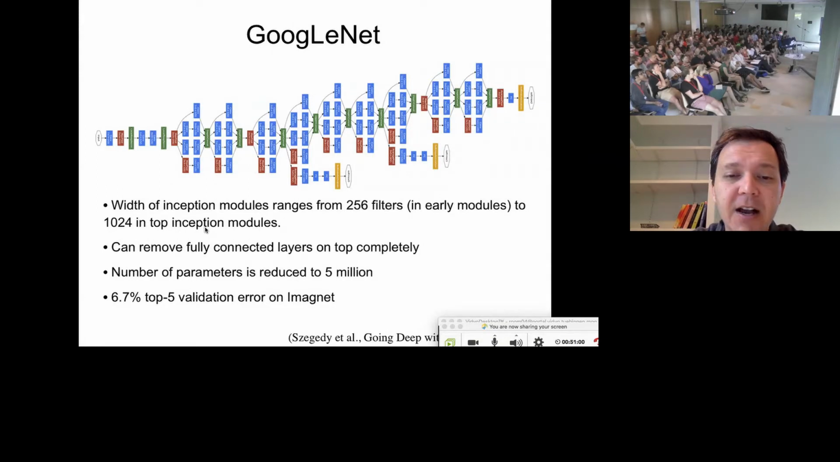And the number of parameters was reduced to only 5 million. So we went from 60 million to 5 million parameters. It's a drastic reduction in parameters, but the architecture has changed a lot, right? So now we have 24 layers, and it achieved 6.7 top-5 validation error on ImageNet, which basically was the state of the art, right?